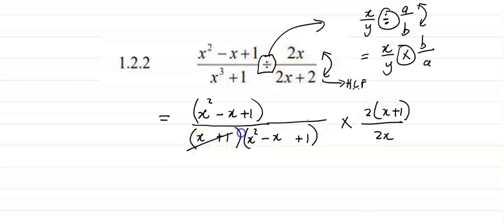So learners, you can see now x plus 1, 2 and 2 cancels there, and I've got x squared minus x plus 1, x squared minus x plus 1 all cancels off. So what am I left with? I'm left with 1 over 1 times 1 over x, which is now going to leave me with 1 over x, and that's my solution.